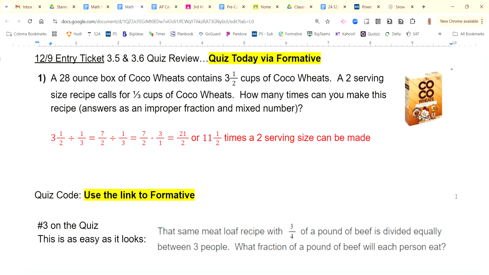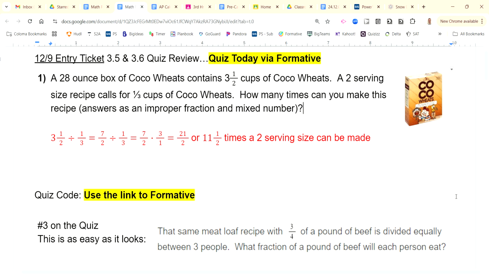Okay, so the learning target has been multiplying and dividing fractions. In this particular problem, we're looking at a 28-ounce box of cocoa wheats that contains 3.5 cups of actual cocoa wheats mix. A 2-serving size recipe calls for 1/3 cups of cocoa wheats. How many times can you make this recipe? Answer as an improper fraction and mixed number.